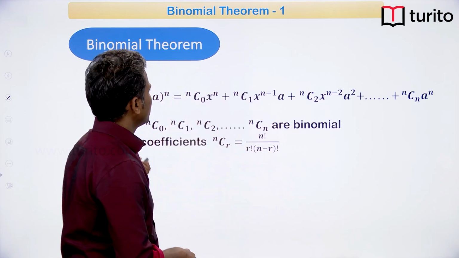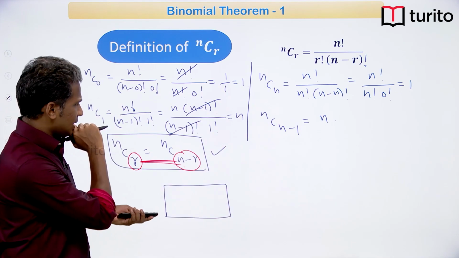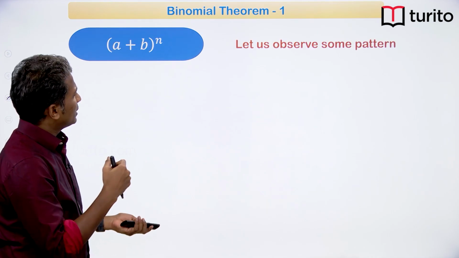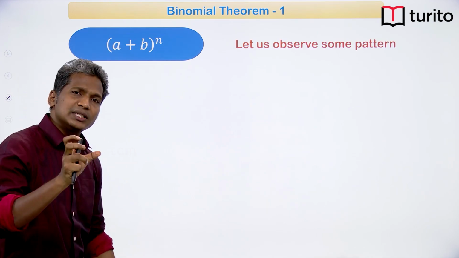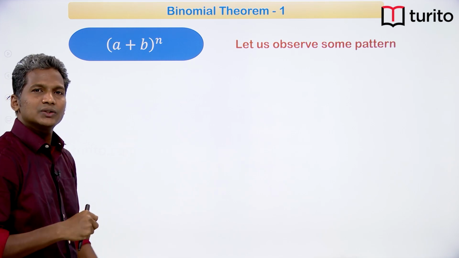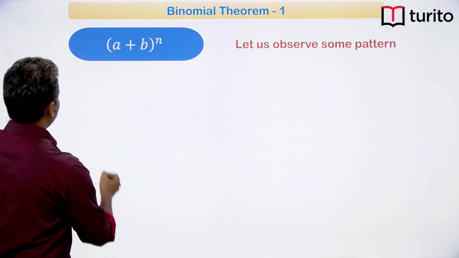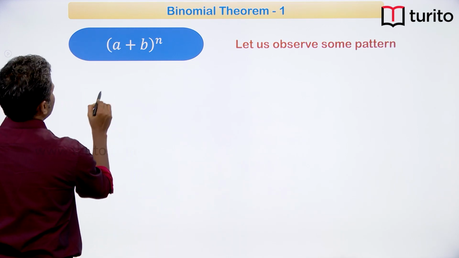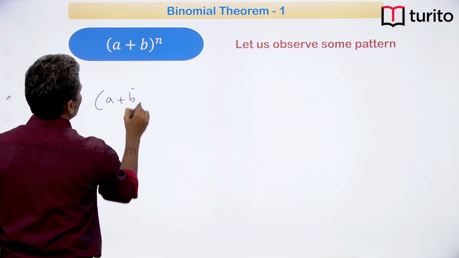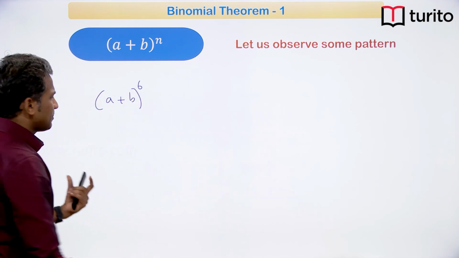Now let us look at the expansion now, okay. So let us say to expand for the general power, let us look at the simple powers also, okay, so that it will give us some idea and then we will go for the general term, okay. So let us say we are interested in writing (a plus b) whole raised to, let us say 6. How do we write the expansion?